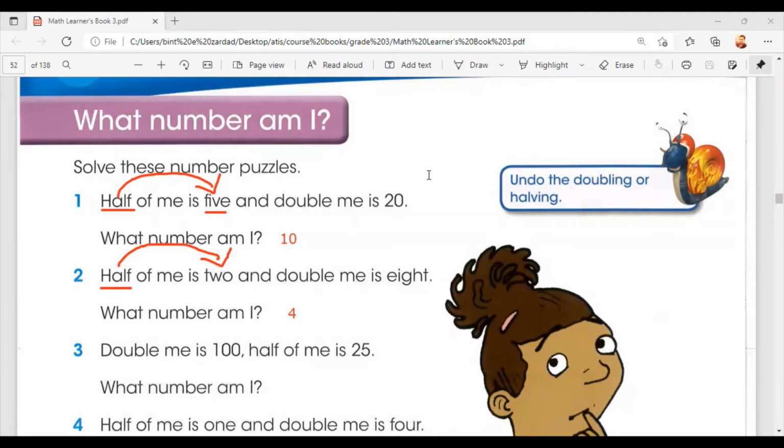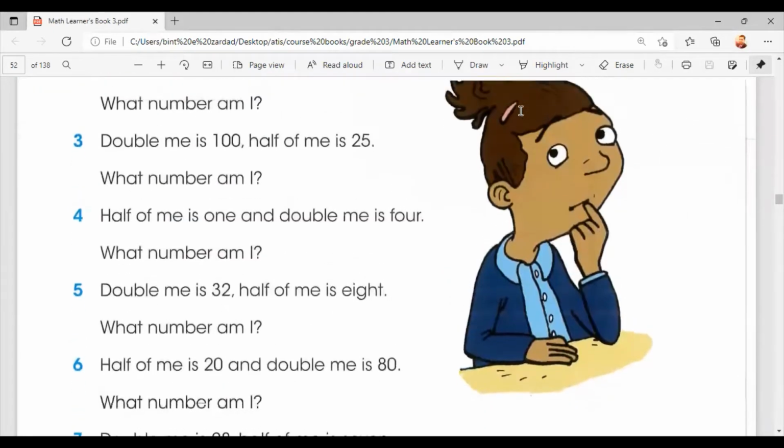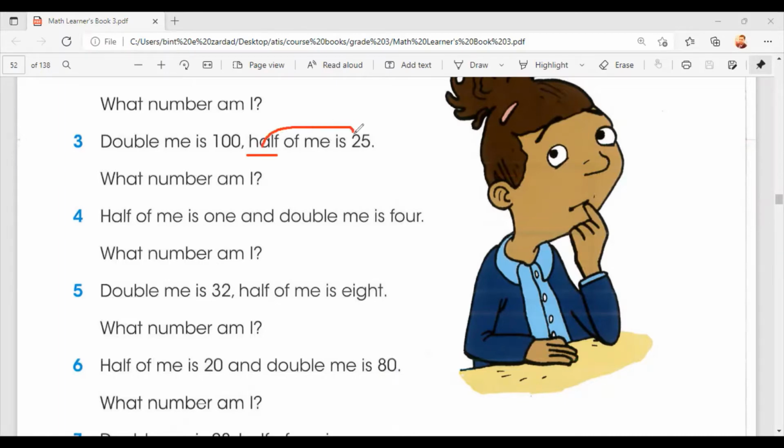Double me is 100. Half of me is 20. Mostly all the questions on these two pages we are using the same method. Double me is 100 and half of me is 25. So it's better we choose the small number which makes it possible for us to easily double. So half, just change it into double of 25.